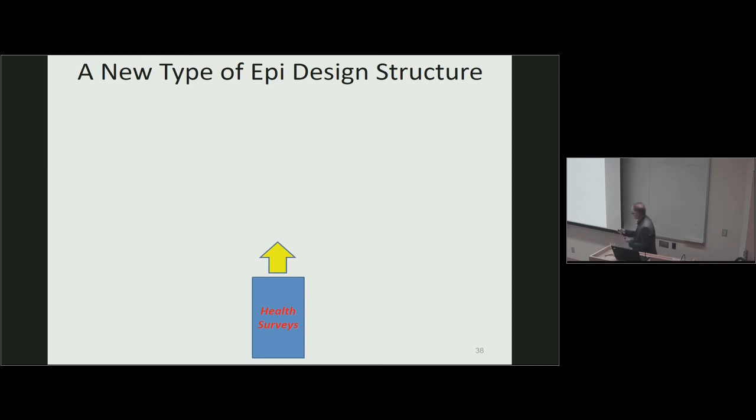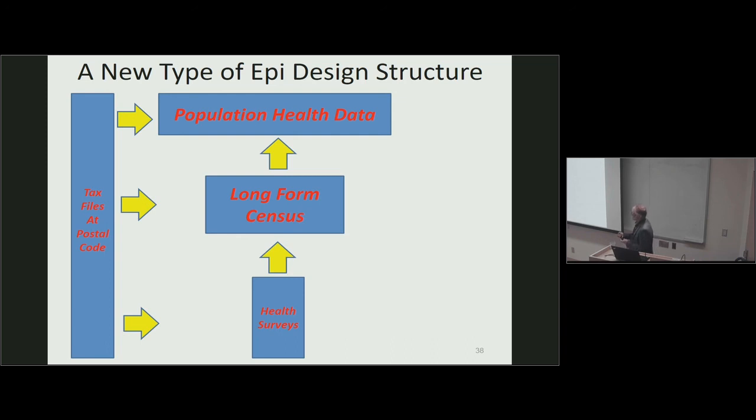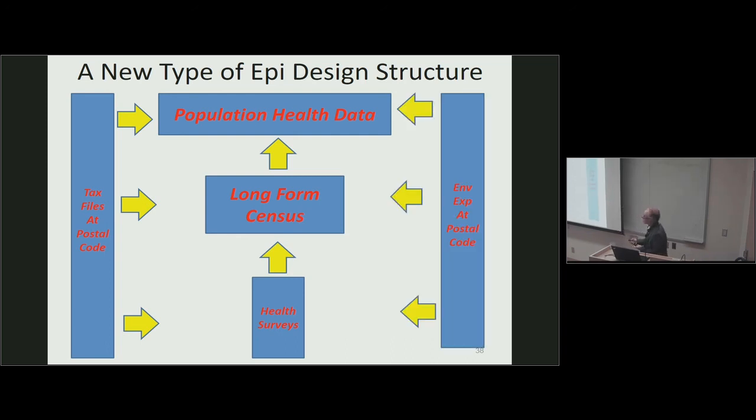We have health surveys with only, let's say, a few hundred thousand people. They have a lot of information on them, but a few hundred thousand is not a lot of people in this kind of area. Then we have long-form census, and then we have population data. We link all of these through locational tax information, and then we link them all through a consistent exposure assessment.